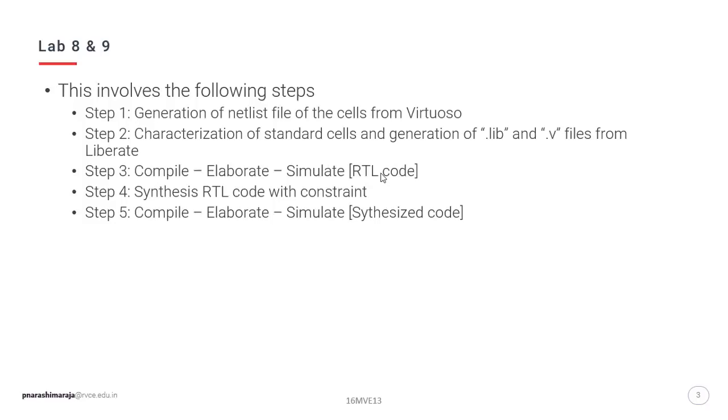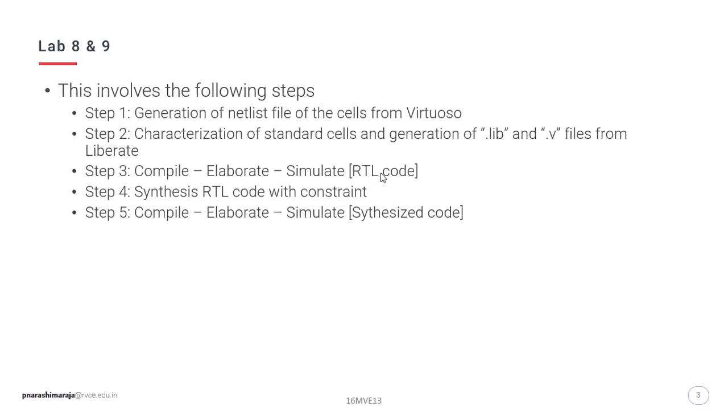Hello students. The lab 8 and 9 involves a 5-step process. The first one, as it's stated, is the generation of the netlist of all the cells from the Virtuoso. The second step is the characterization of the standard cells and the generation of .lib and .wav file from the Liberate tool.